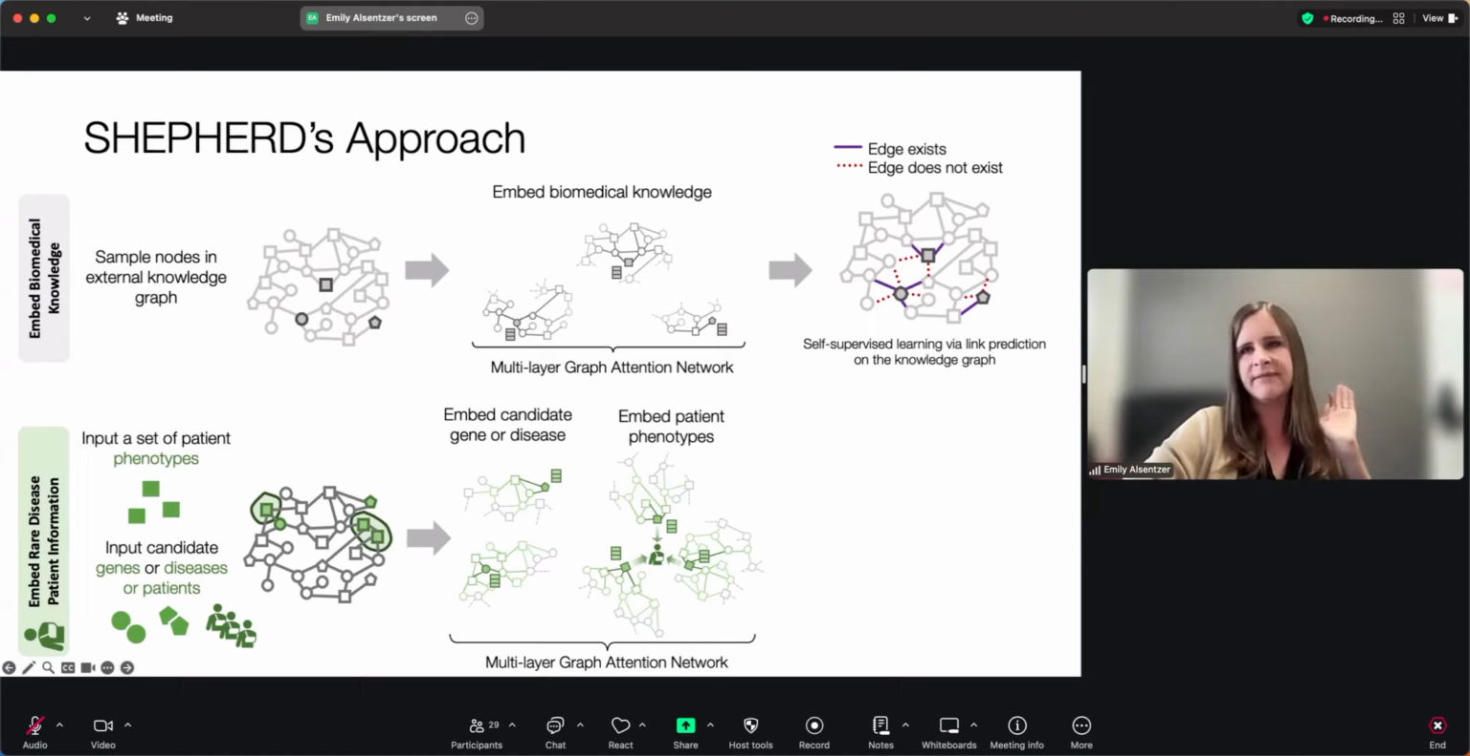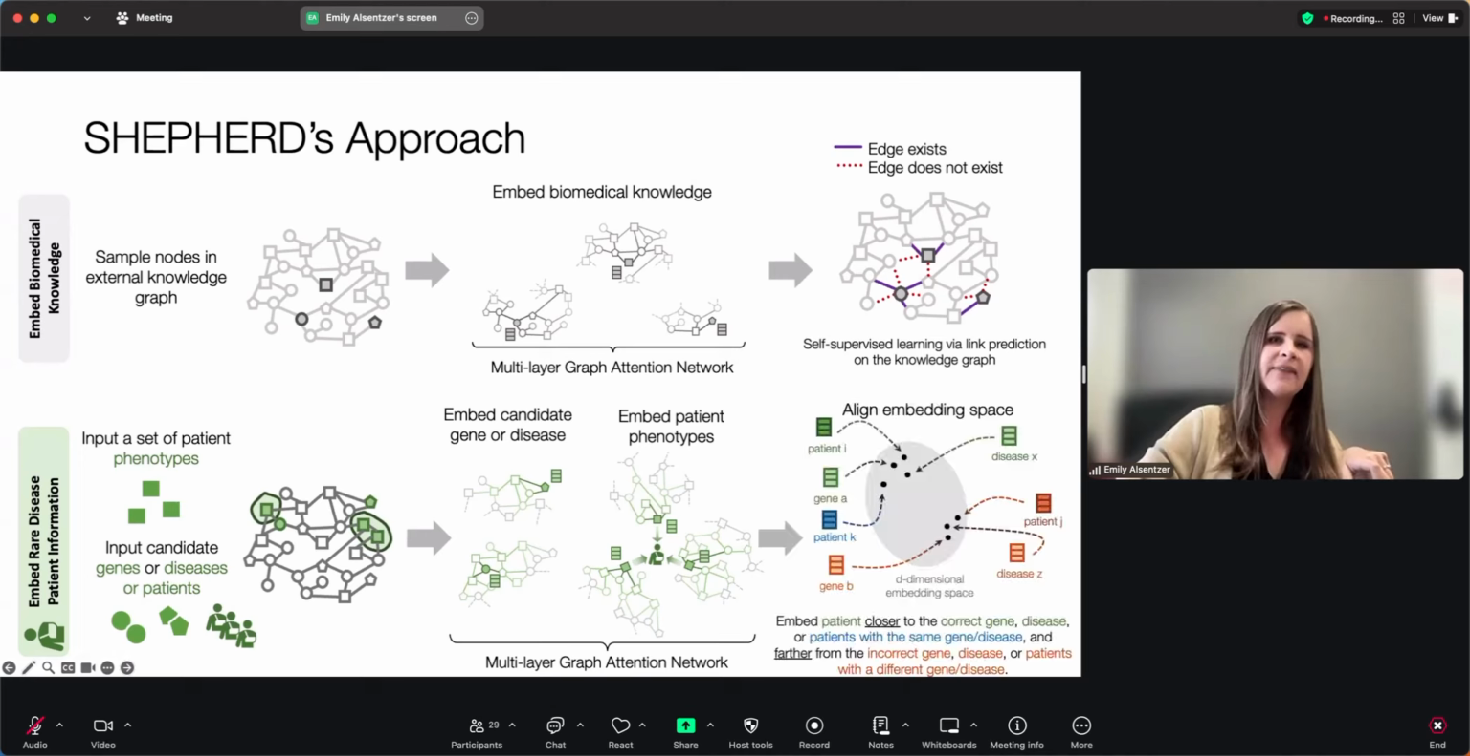So at this point, we have an embedding for the patient that represents the aggregated patient phenotypes, and an embedding for each of the candidates. We then train this model via a loss function that encourages those patient embeddings to be close to the embeddings of their causal gene or disease, or other patients with that same gene or disease.